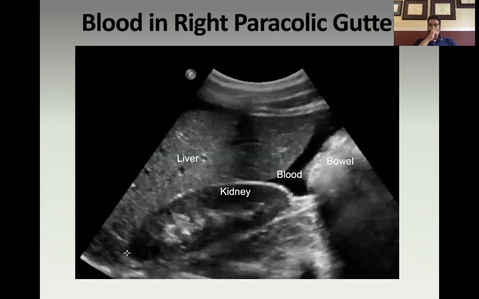Here's blood in the right paracolic gutter. So you slide the probe down inferior to the kidney here. You can see here is a loop of bowel, and around it is free fluid, which you again assume to be blood. Notice the hepatorenal space is negative here. Okay, so negative hepatorenal space, but you've got blood in the paracolic gutter. Also, if you look here, there's some subphrenic blood as well.